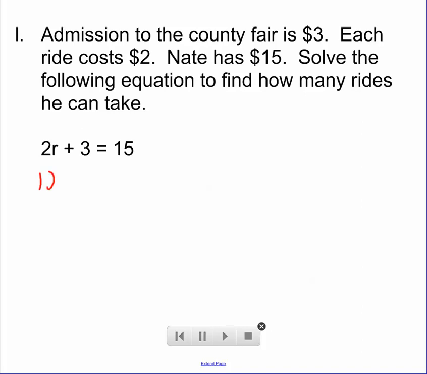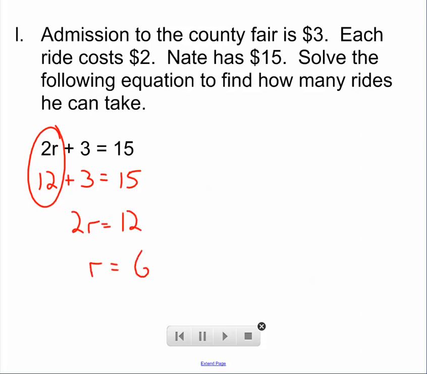I would look at it as, okay, well, he's got $12 that he can spend on rides, because $12 on rides plus $3 admission is $15 that he has. So 2R must equal 12. $2 for every ride, 12 bucks. 2 times 6 equals 12. So we can do 6 rides at the county fair.